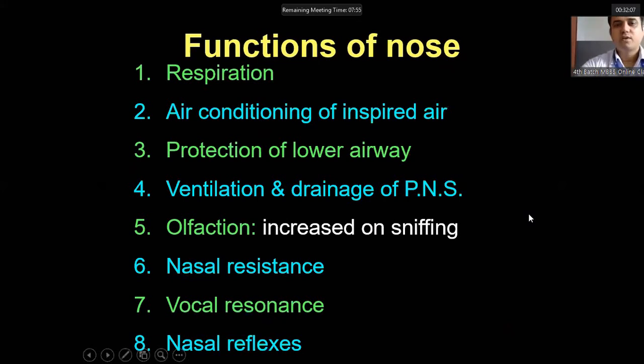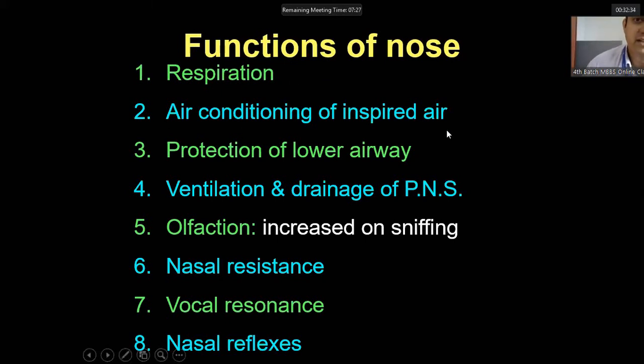So what are the functions of the nose? The functions are respiration, air conditioning of the inspired air, protection of the lower airway, ventilation and drainage of the PNS, olfaction, nasal resistance, vocal resonance, and nasal reflexes. So it is not only breathing. When we ask what the function of the nose is, we say breathing, but that is not all. Breathing is respiration, and that is one of the several functions.